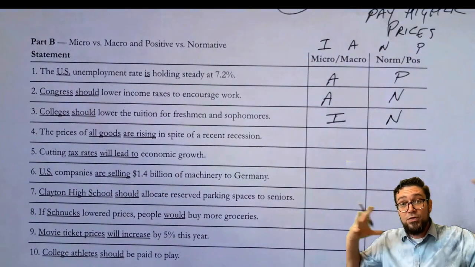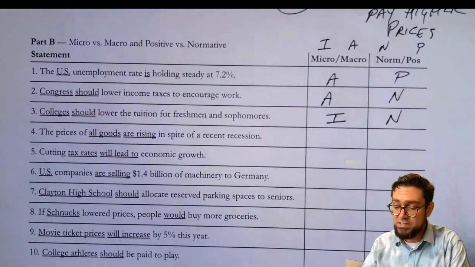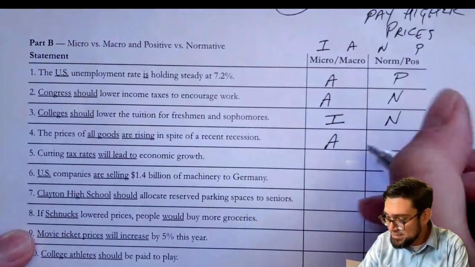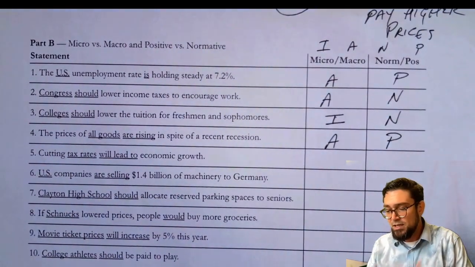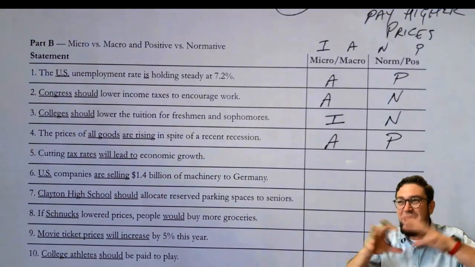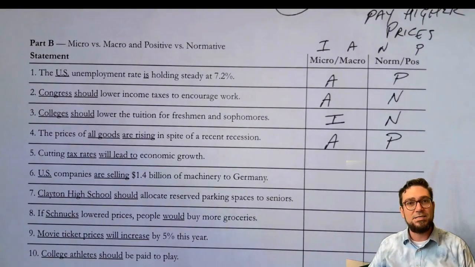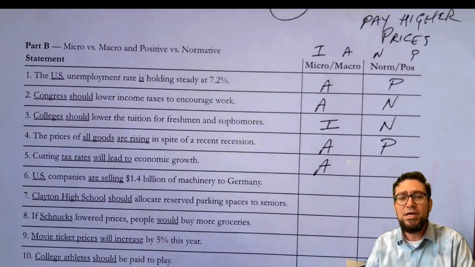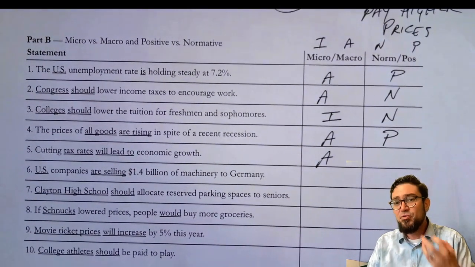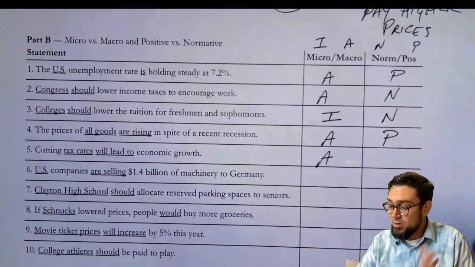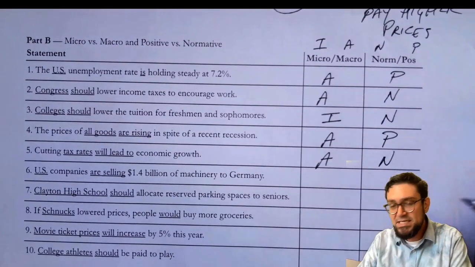The prices of all the goods in the economy are rising in spite of a recent recession. Well, that's macro, and this is a fact, right? Are rising. So we would say positive statement. Cutting tax rates will lead to economic growth. Now, when we say tax rates, we're applying that to all kinds of different stuff in the whole economy. So I'm going to say macro. And will lead to is predictive, and that predictiveness of it is something that's like a testable hypothesis. We can say that would be a normative statement.